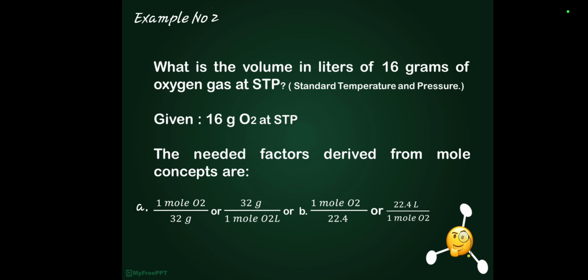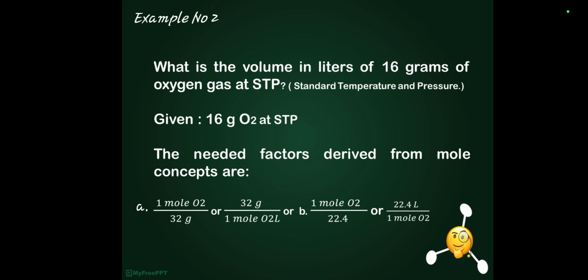Then, for example number 2, what is the volume in liters of 16 grams of oxygen gas at STP, or standard temperature and pressure? So now here, the only given is the grams, not the liters. So literally, the given is 16 grams of oxygen gas at standard temperature and pressure.